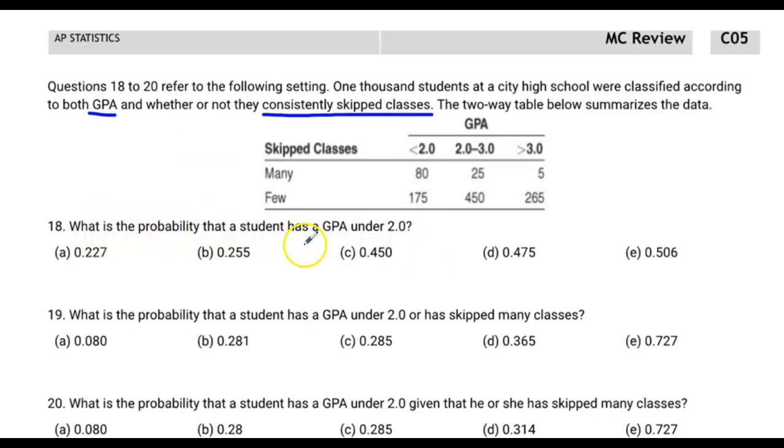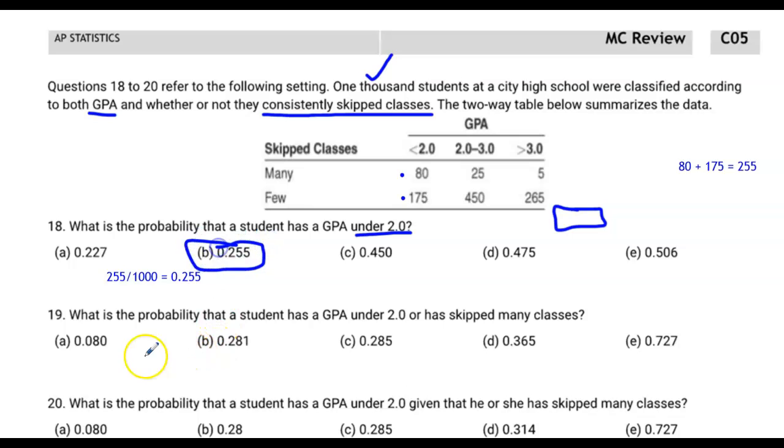What is the probability that a student has a GPA under 2.0? Well, let's see. Here's the under 2.0s. I got an 80 and I got 175. Looks like I'm going to add those two together and divide by the total. I don't have a total, which would usually be down here, but don't worry, I got you. We're able to calculate this column total. 80 and 175 together is 255, and that is our desired outcomes divided by the possible outcomes. There's 1,000 students. That's 0.255. We found our answer.